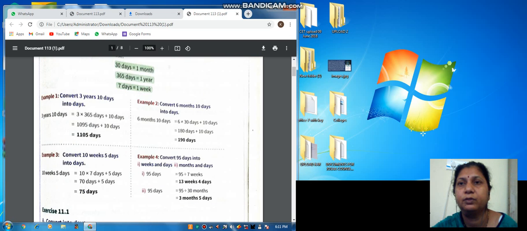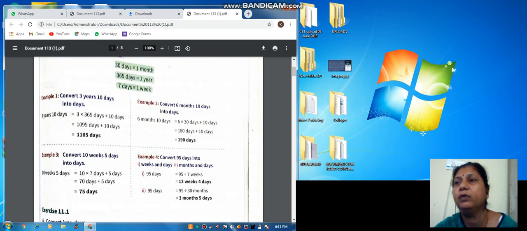So first, convert 3 years 10 days into days. Okay. So 1 year is equal to how many days? 365. So 3 multiplied by 365 we get 1095, and these extra 10 days, then we get 1105 days.